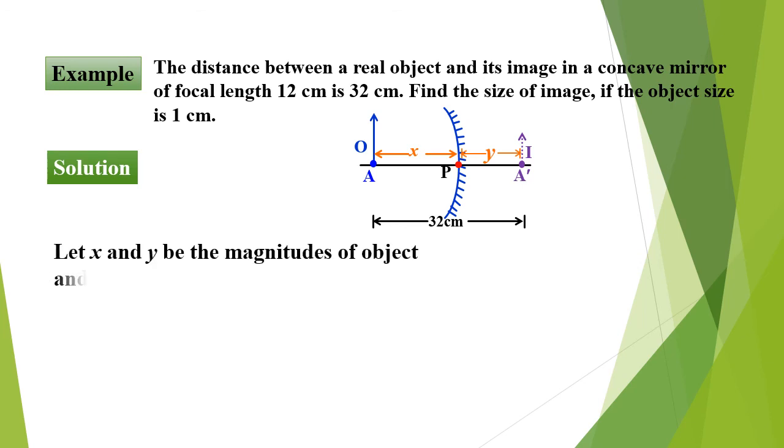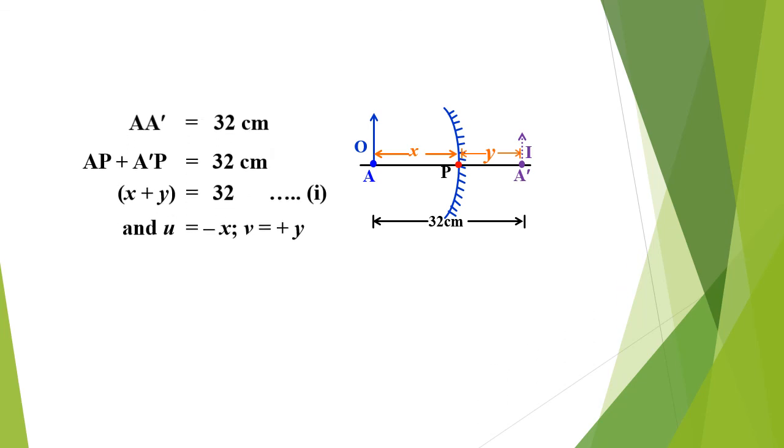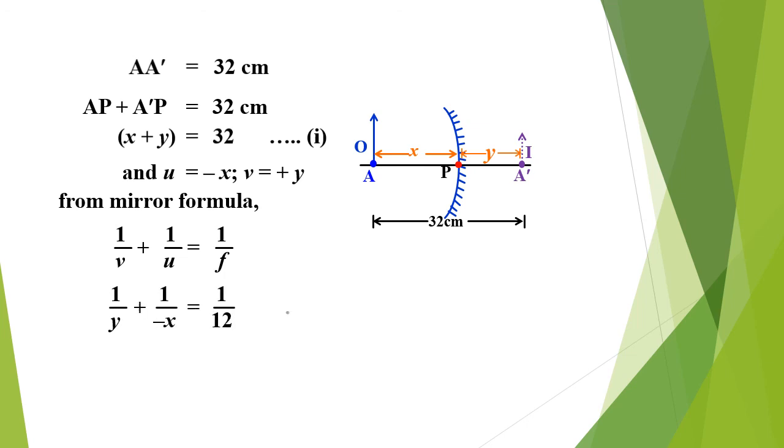So now x and y are representing the magnitudes of the object distance and image distances. A dash value will become 32 centimeter, where A dash can be written as AP plus A dash P, that is equal to 32 centimeter. X plus y is equal to 32 centimeter, that is given as equation 1. And u is equal to minus x, v is equal to plus y. By mirror formula, 1 by v plus 1 by u is equal to 1 by f. So 1 by y plus 1 by minus x is equal to 1 by 12.